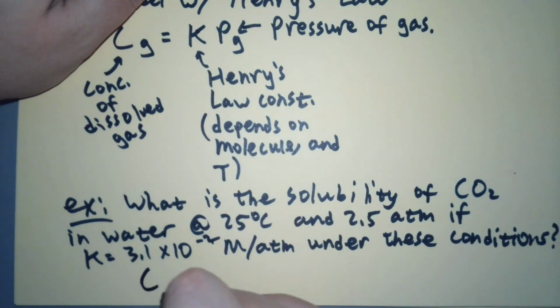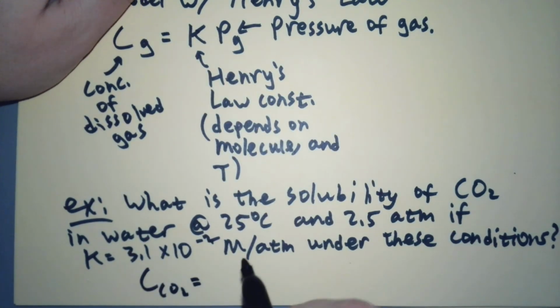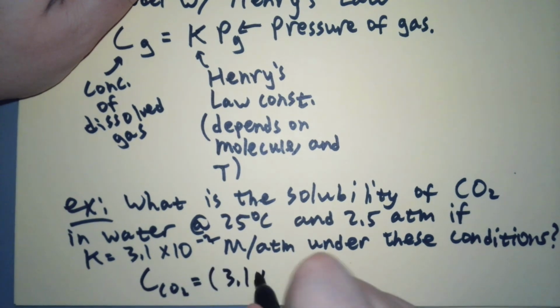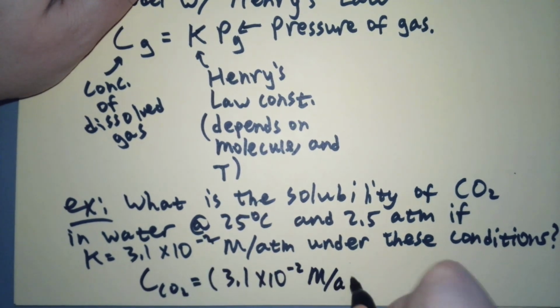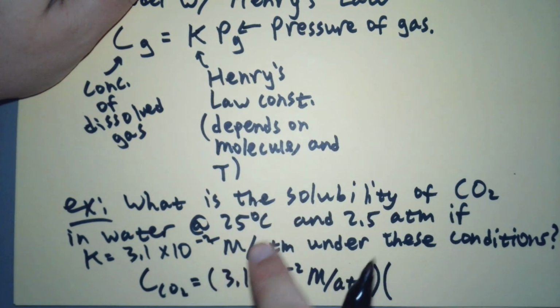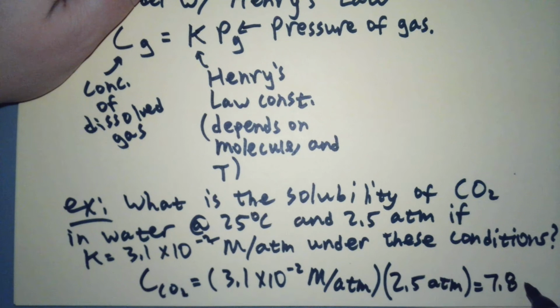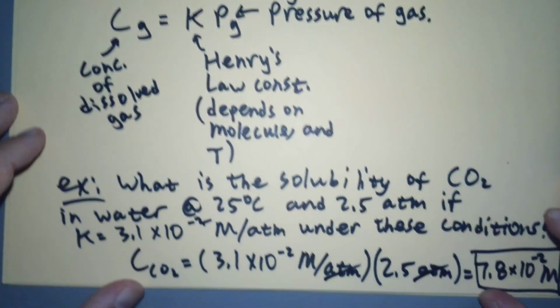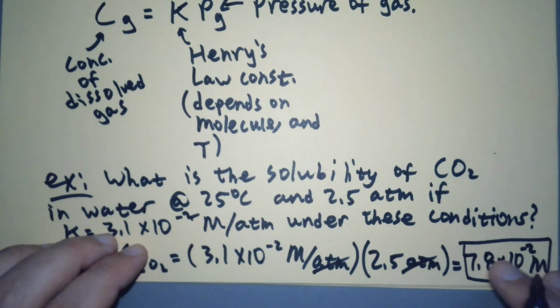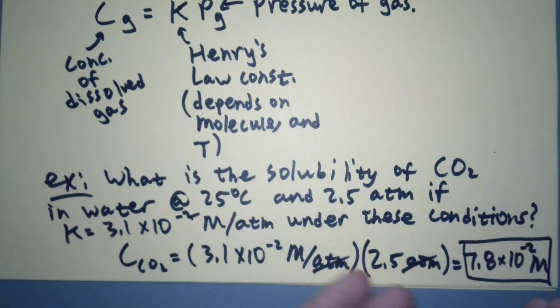Alright, so that means our C of CO2 is going to equal our K, which is 3.1 times 10 to the minus 2 molar per atmosphere, times my pressure of 2.5 atmospheres. And that comes out to be 7.8 times 10 to the minus 2 molar. So my atmosphere and per atmosphere cancel out. And there you go. That's your concentration. Not a very high concentration, but if I double the pressure, make it 5 atmospheres, I'll double the concentration. My beverage will be even more carbonated.